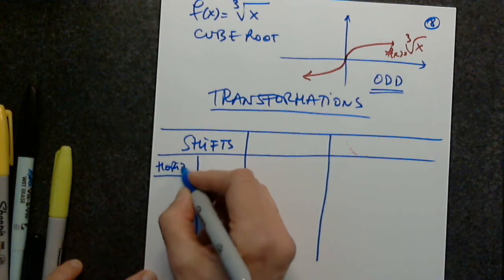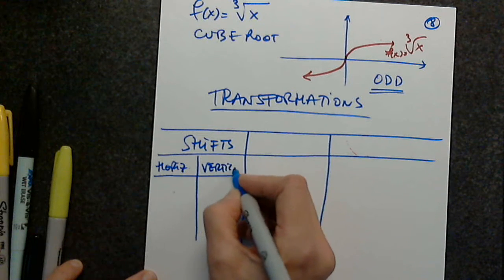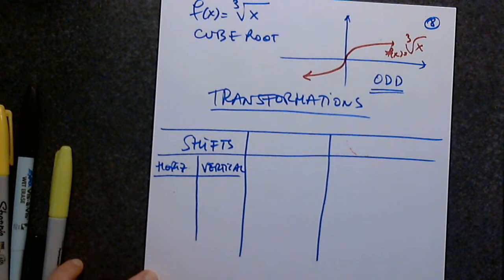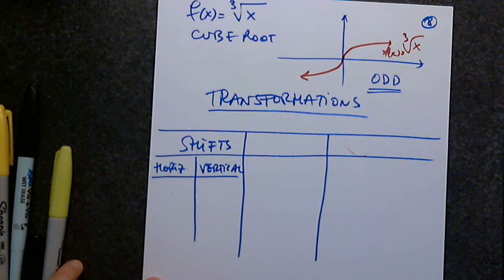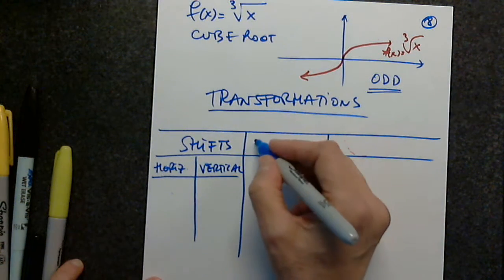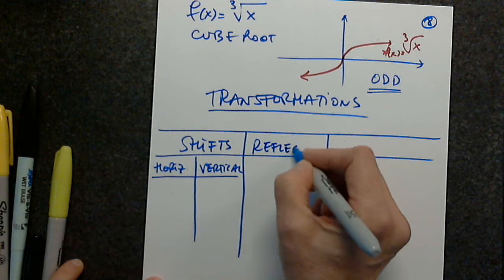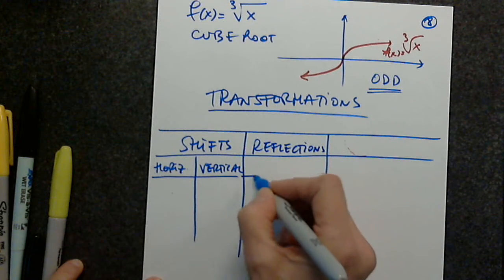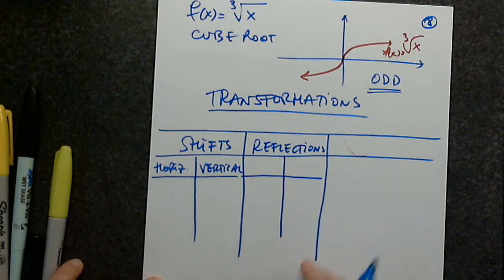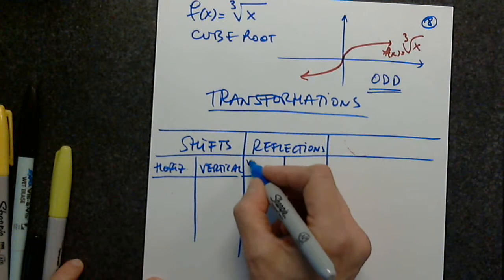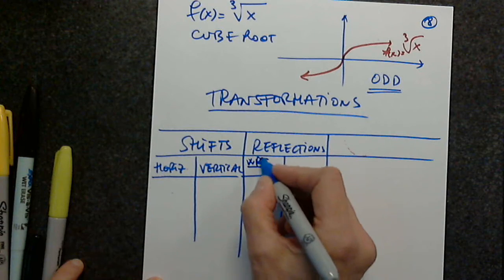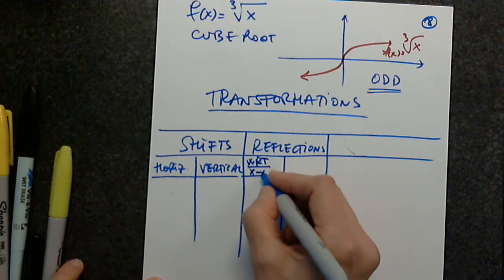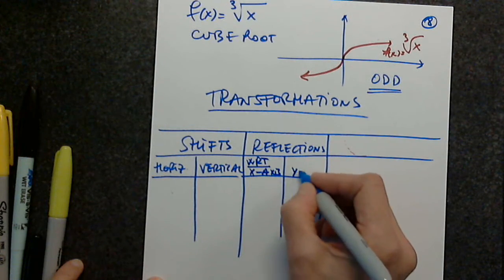Horizontal, vertical. Reflections. Two types: with respect to the x-axis and with respect to the y-axis. I'm going to write WRT, with respect to the x-axis or the y-axis.